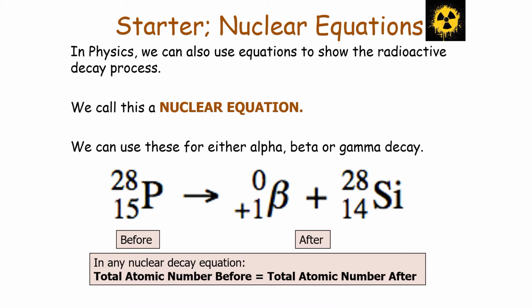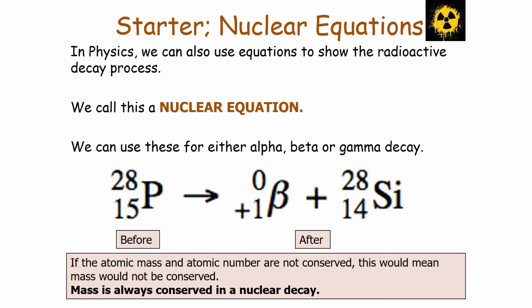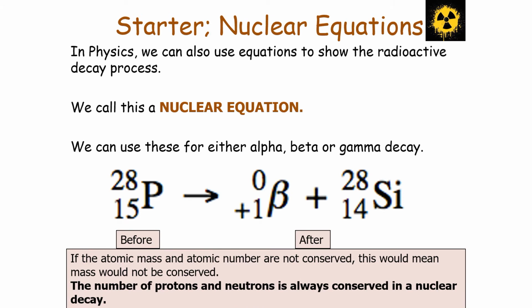But as well as that, in any nuclear decay equation the total atomic number before equals the total atomic number after. So the total number of protons before equals the total number of protons afterwards. So here 15 equals 15 because 15 equals 1 plus 14. Now this is important because if atomic mass and atomic number are not conserved, this would mean mass would not be conserved in a nuclear decay, and mass is always conserved. The number of protons and neutrons is always conserved in a nuclear decay, which is also a fundamental concept in the idea of chemistry.